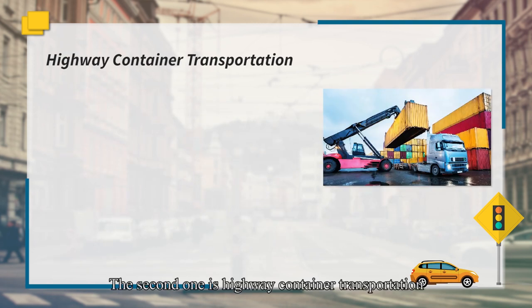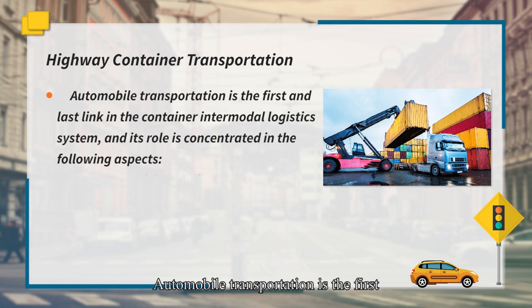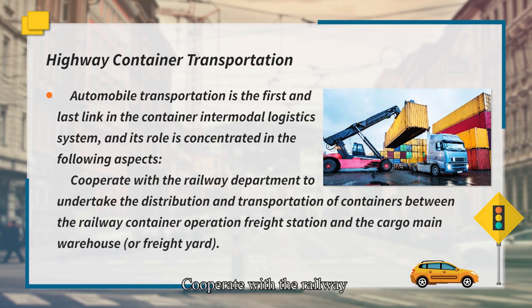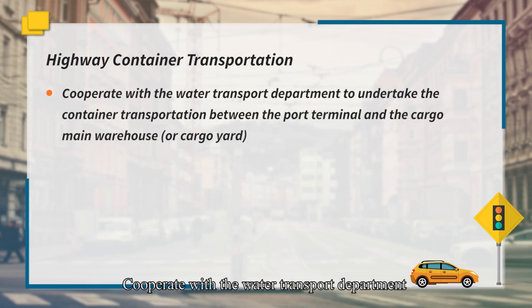The second one is highway container transportation. Automobile transportation is the first and last link in the container intermodal logistics system. Its role is concentrated in the following aspects. Cooperate with the railway department to undertake the distribution and transportation of containers between the railway container operation freight station and the cargo main warehouse. Cooperate with the water transport department to undertake container transportation between the port terminal and the cargo main warehouse.